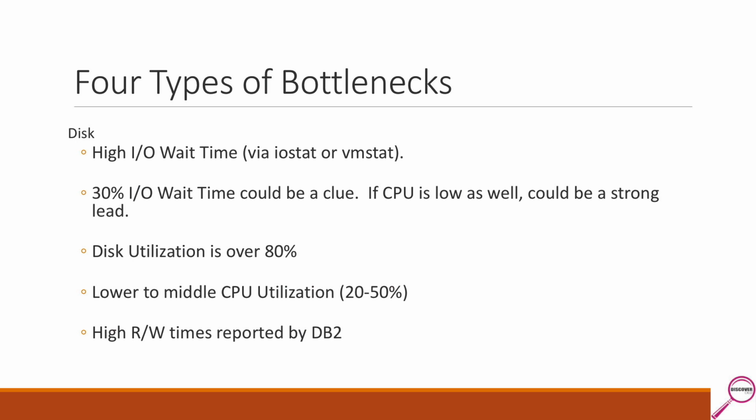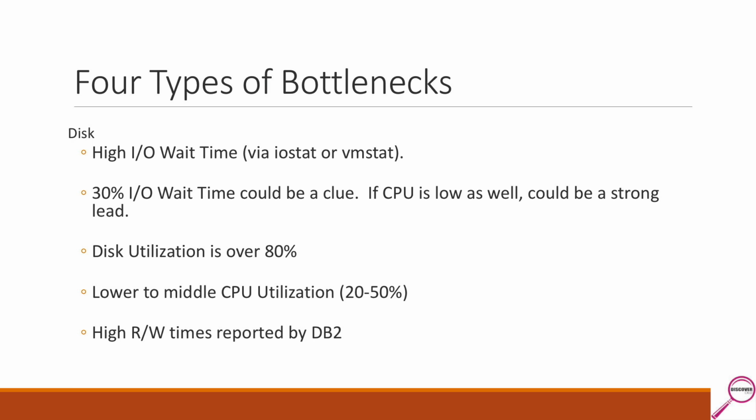The first type of bottleneck is disk, and you're going to see it in one of two ways depending on what type of tool you're using to observe it. It's either going to come across as disk utilization is unusually high, up and over 80% and holding there, or it's going to show up as high I/O wait time for something like the CPU.